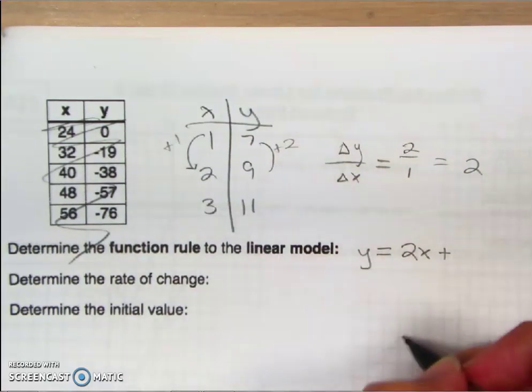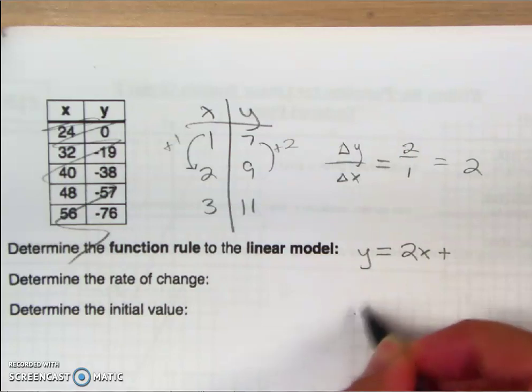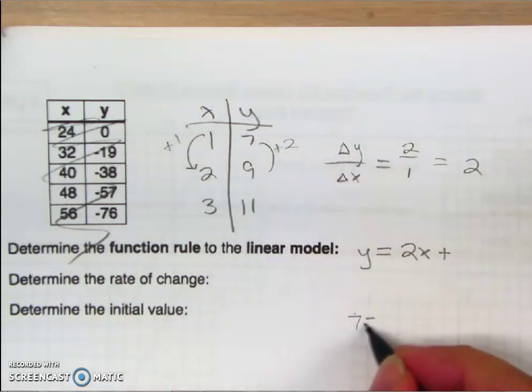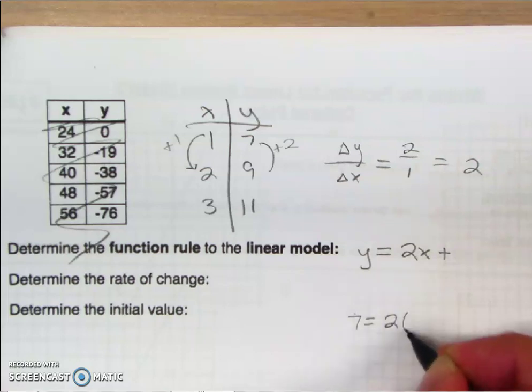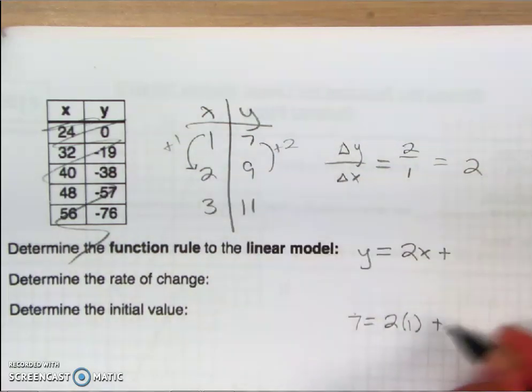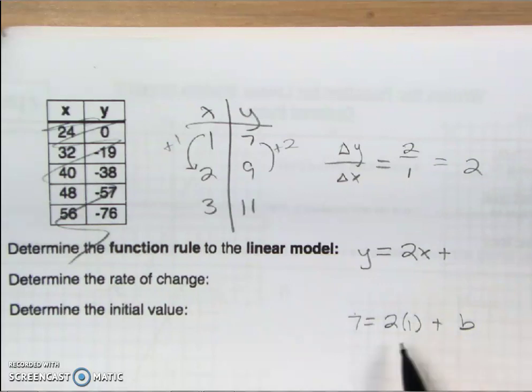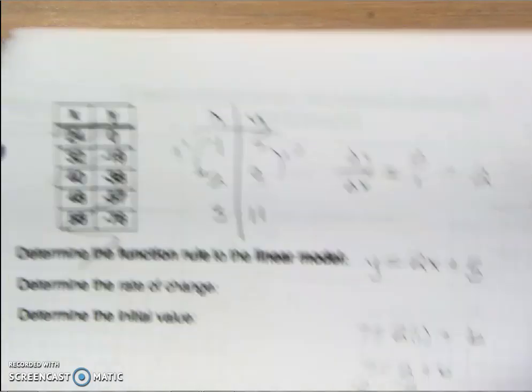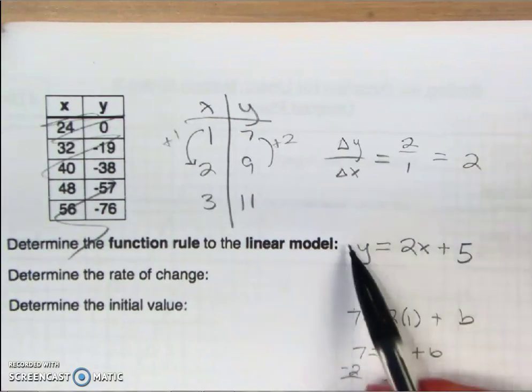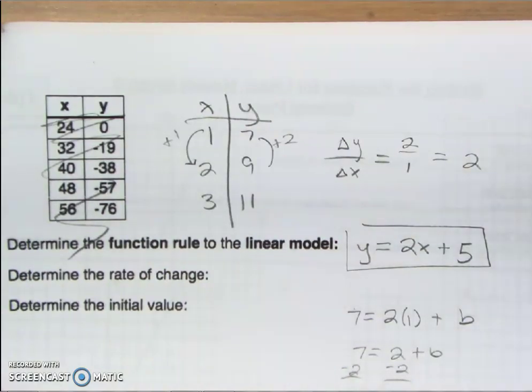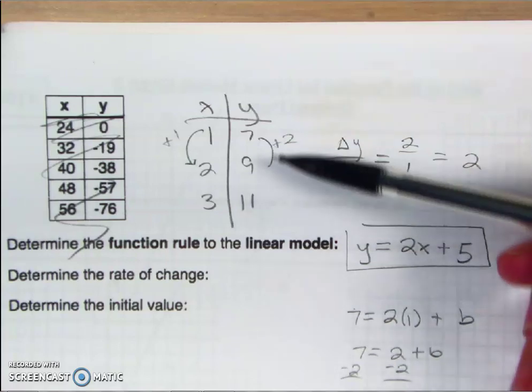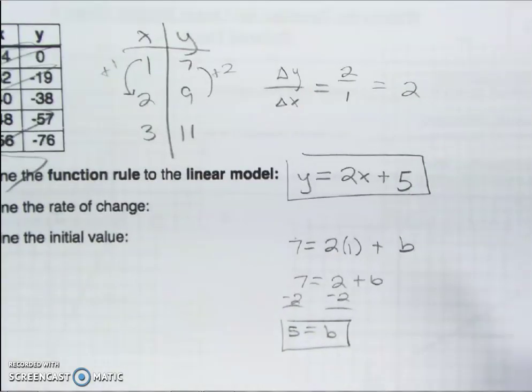Let's use that first point, 1, 7. If I plug in 7 for the y, we know that the slope is 2 times the x, which is 1, plus the b. Whatever that b is, we can figure this out. 7 equals 2 plus b. So if I take away 2 from both sides, I end up with 5 equaling b. And so that tells me my initial value must have been 5. So the equation for this is y equals 2x plus 5. So we could either get there by working backwards, or we can get there by plugging stuff in.